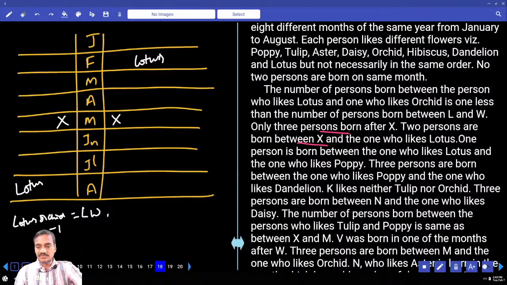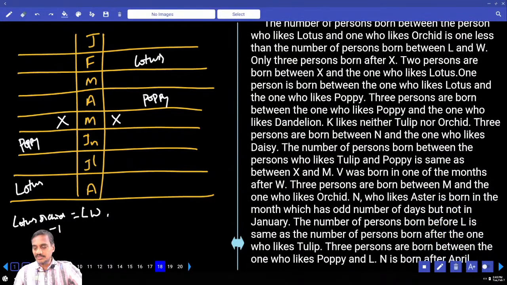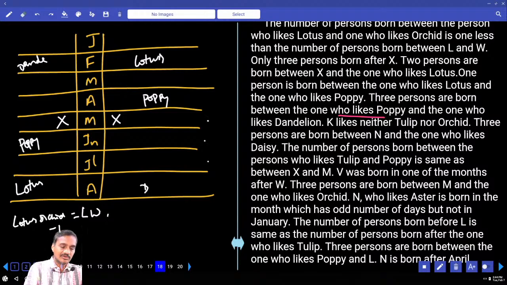And 2 persons are born between X and lotus, and 1 person born between lotus and the one who likes poppy. Poppy and lotus, there must be exactly 1. And 3 persons are born between the one who likes poppy and dandelion. Poppy and dandelion, there must be exactly 3 persons: 1, 2, 3, and dandelion must be at this place.